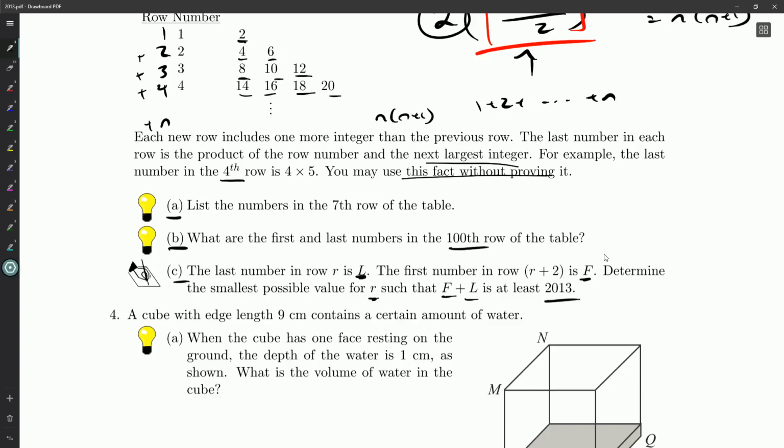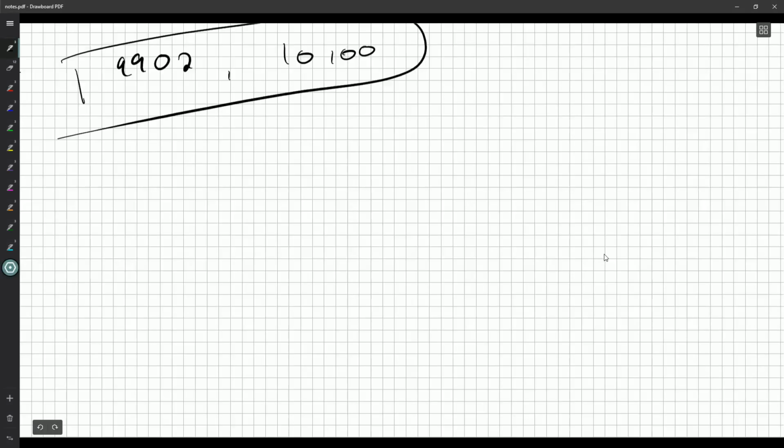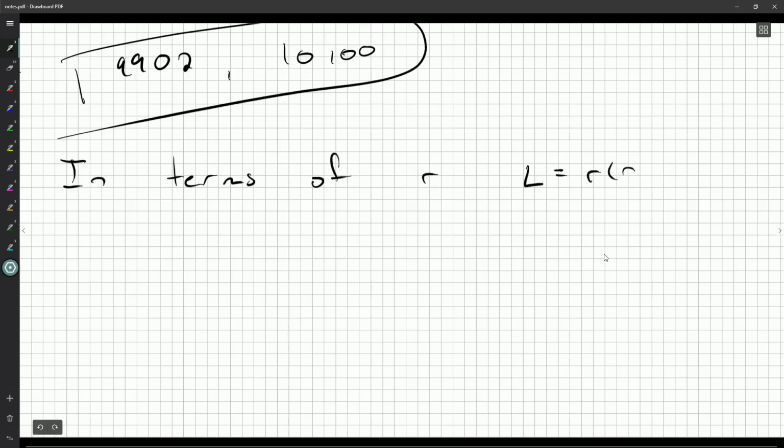Maybe there's a way to make it 2014 or 2016, but it'll have to be an even number because F and L are both even. Okay, so in terms of R, let's say L is R times R plus 1, whatever that happens to be.